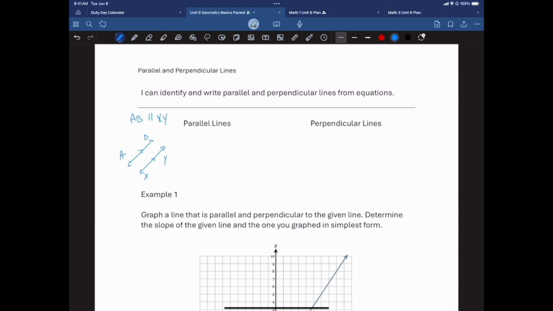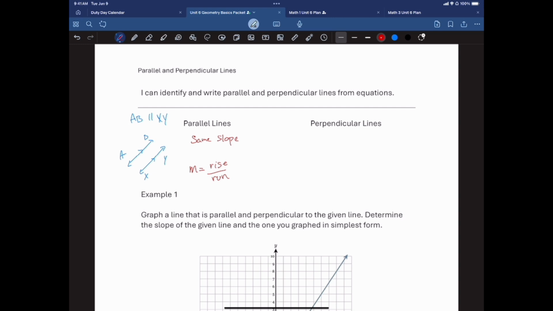They're going to have the same slope, right? So that's going to be one of the key features. They have the same slope. And when we talk about slope, we're talking about m equals rise over run. The difference between parallel lines and perpendicular lines is in the slope.